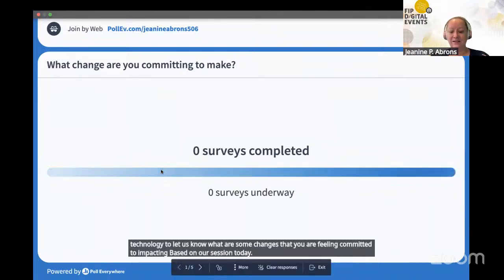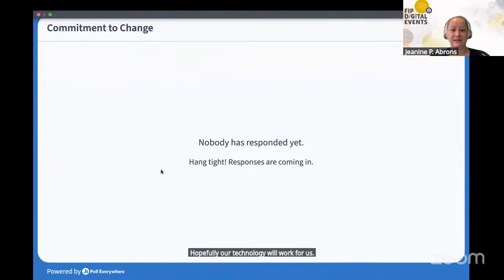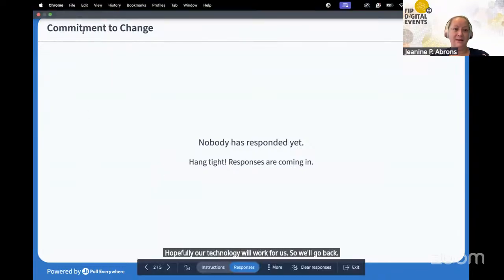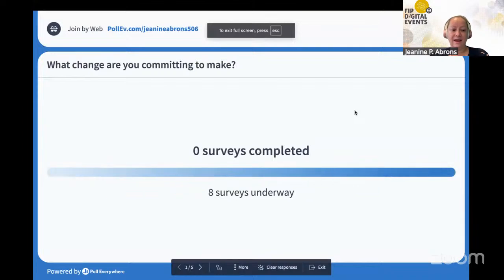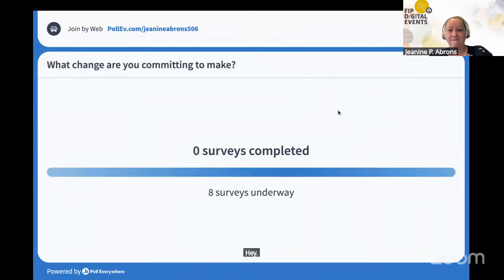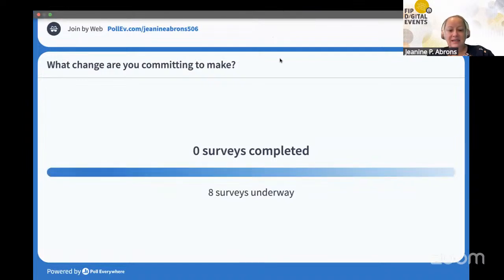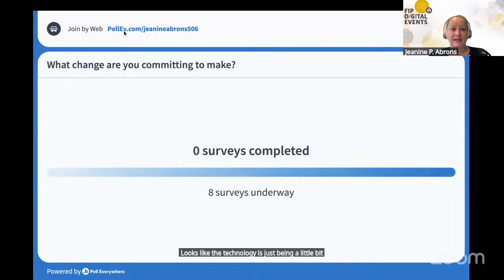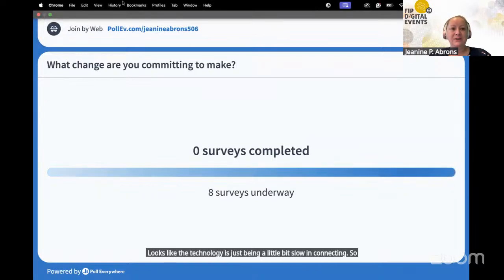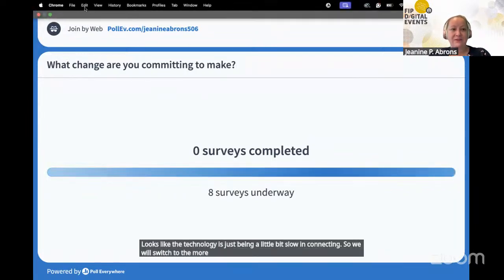Hopefully our technology will work for us. So we'll go back. Hey. Looks like the technology is just being a little bit slow in connecting, so we will switch to the more manual way for today's session, and we'll give it a try again.